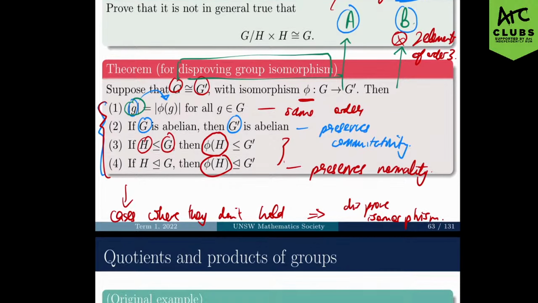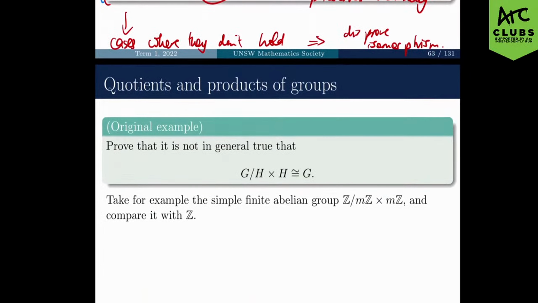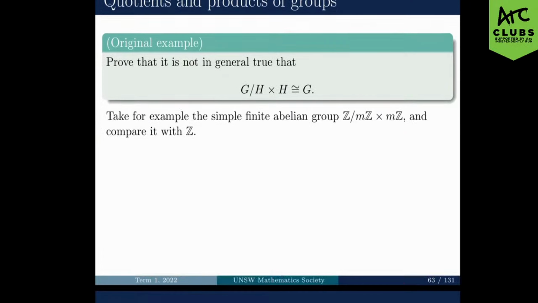Right. So maybe let's do an example. And in this particular example, we can take a very simple set of groups. Let's just take Z/MZ × MZ. Right, so just remember this is an external direct product.